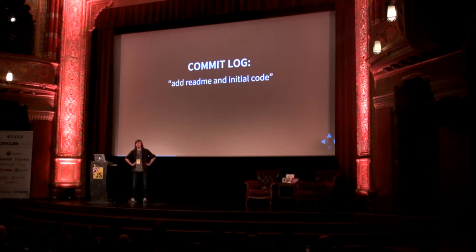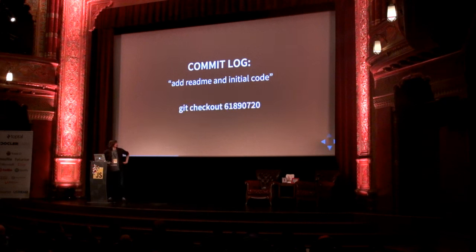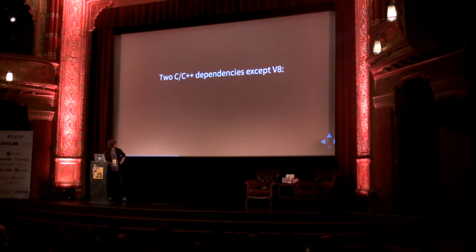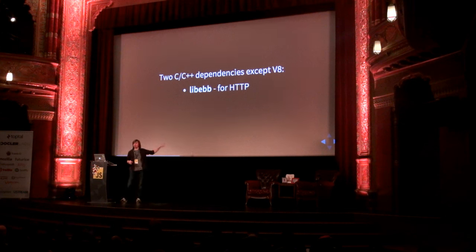Fortunately, I can't really elaborate much from this, so I did check it out, not yesterday, but close to it, and figured out that it had two C++ dependencies except V8. One was libebb, a weird name, right? EBB was an HTTP server on top of the event loop for Ruby that Ryan Dahl had written before Node.js. But at that commit it was used only for parsing HTTP. So not much, but I guess he wanted to stay in his comfort zone.